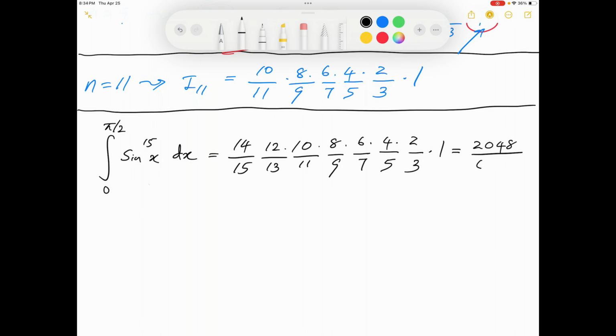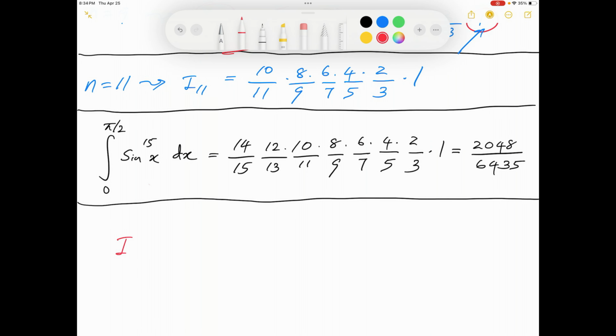2048 divided by 6435. Alright, that's how that equation can be efficiently used to evaluate the definite integrals where that first part of the term is going to be equal to 0. So please make sure to check that condition whether the first part of that reduction formula is going to be equal to 0 before applying these properties.